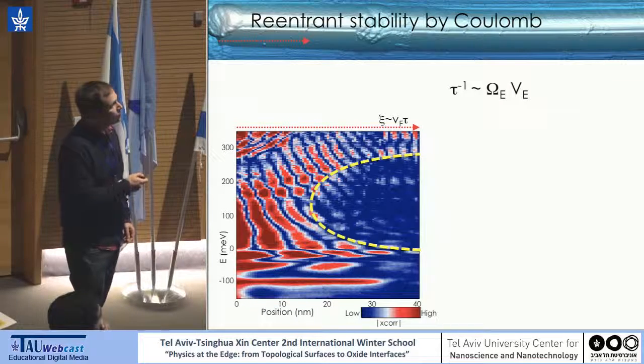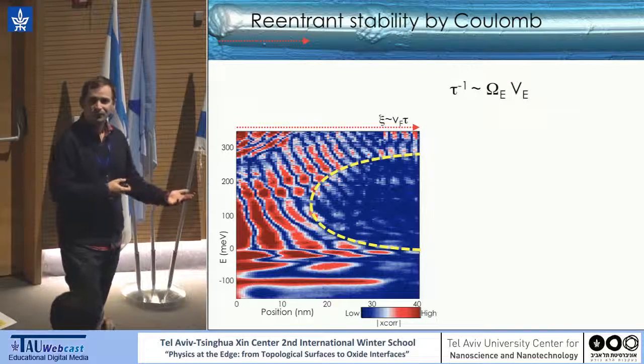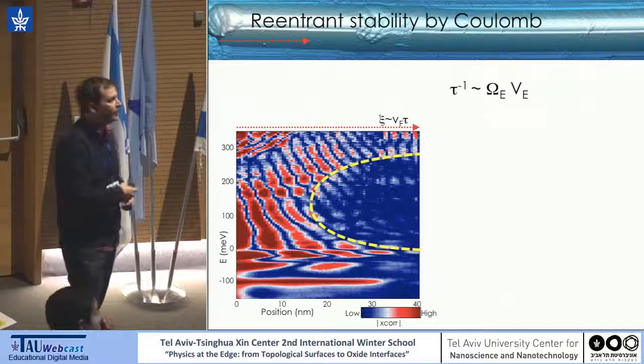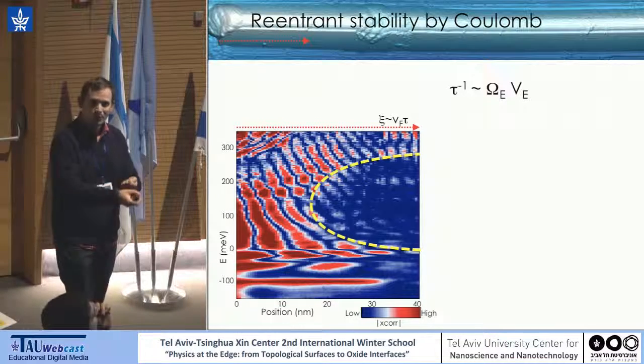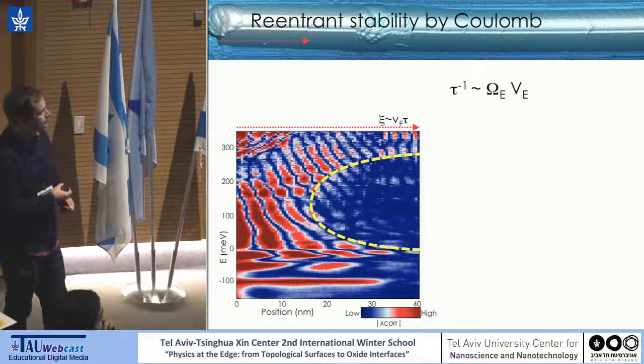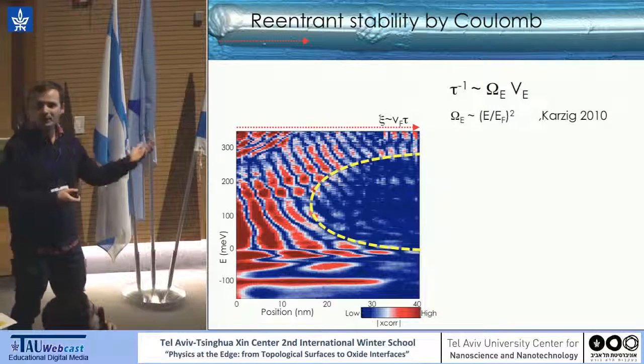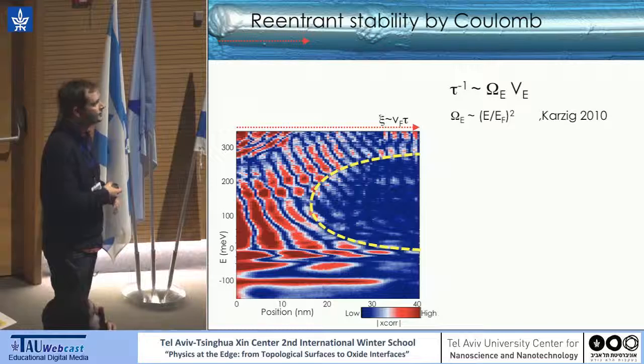So this gets two contributions. One is the phase space of the electron to interact with electrons in the Fermi sea, and the other is the matrix element, the strength of the Coulomb interaction via which it interacts with the Fermi sea. The phase space was calculated by Kartzig and gives some power law dependence on energy.